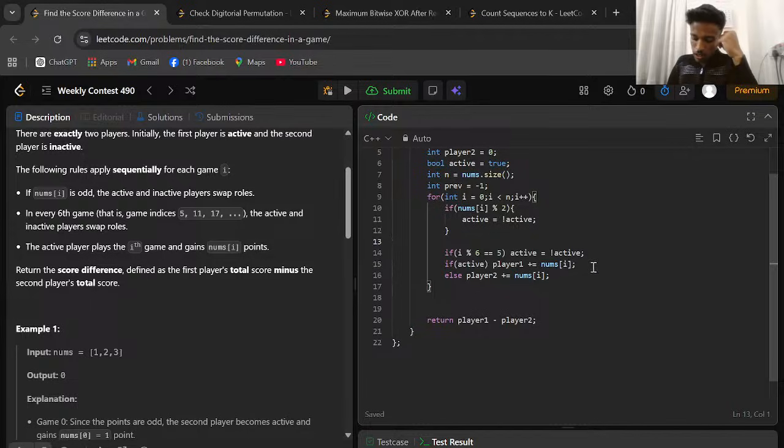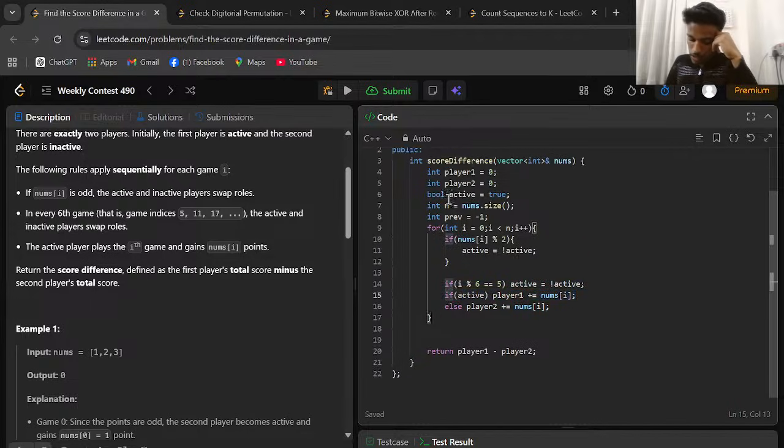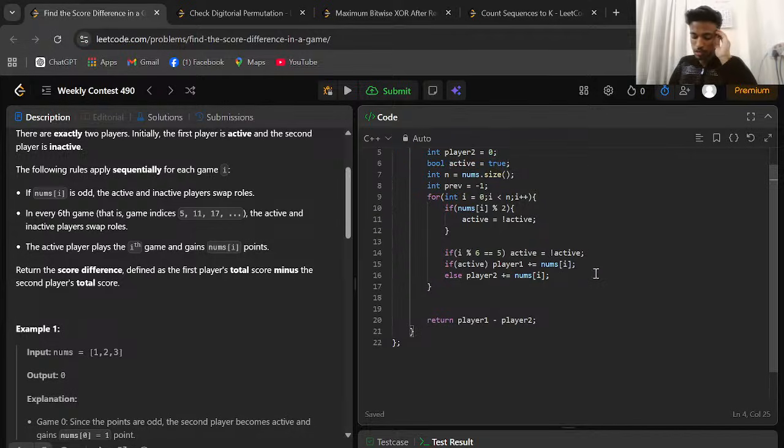Okay. And now finally, if active is equal to true, then player one is active, and if active equals false, then player two is active. So if player one is active, then I have given the score to player one, and otherwise I have given the score to player two. And finally, you needed to return the difference in the score, like player one score minus player two score. So that is what we returned.